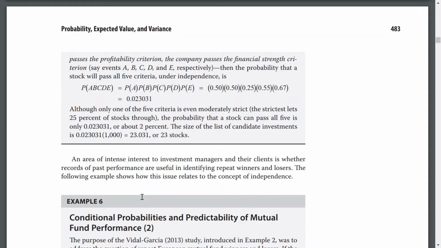Although only one of the 5 criteria is even moderately strict, the strictest lets 25% of stocks through. The probability that a stock can pass all 5 is only 0.02331, or about 2%. The size of the list of candidate investments, 2% out of 1,000, is around 23 stocks.